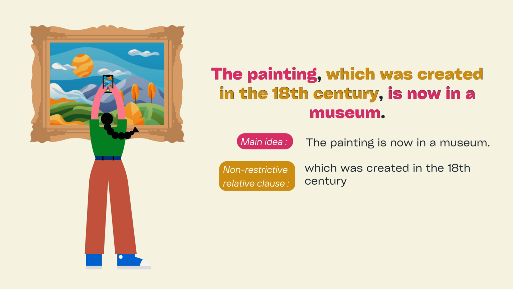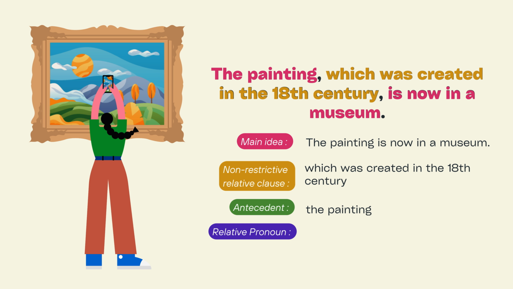This clause adds extra details about the painting, but is not necessary to identify it. It means that the sentence would still make sense if the clause were removed. The clause is set off by commas, indicating that it provides supplementary information rather than essential details.